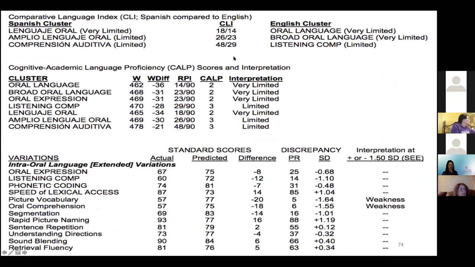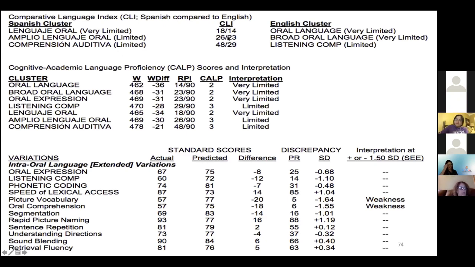And this is more information. I can get a comparative language index between Spanish and English, and you can see the proficiency level. Look at this: the proficiency level is 18% in lenguaje oral, or oral language, in Spanish versus 14% in English. Then broad oral is 26 versus 23, and listening comprehension Spanish versus English is 48 versus 29. Compared to 90, which is proficient, I can tell that in both languages this child is really low.